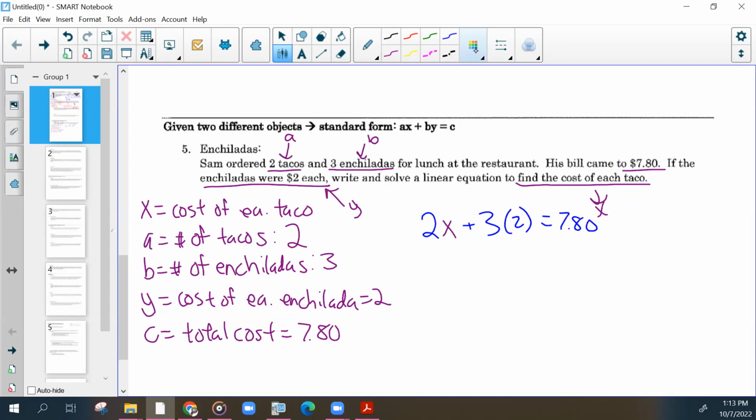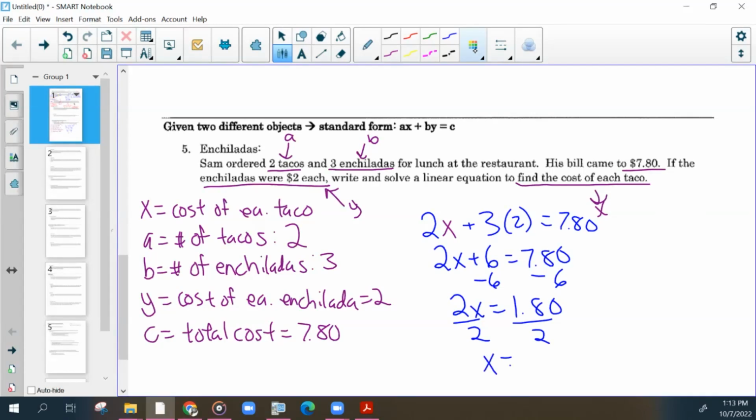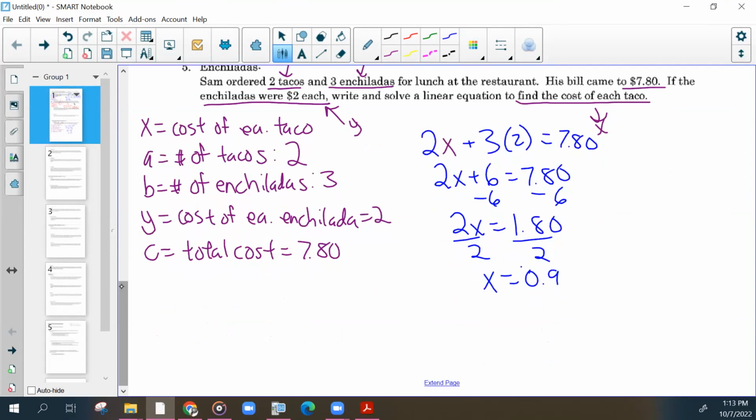We're solving for x, so we can go ahead and multiply 3 and 2. Start solving for x by getting rid of 6, subtracting it on both sides, dividing both sides by 2. So 0.9 is our answer to x. Since we're looking for costs, we can either say dollars or we can say 90 cents.